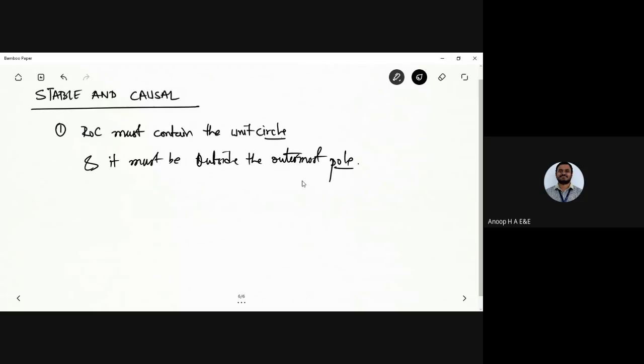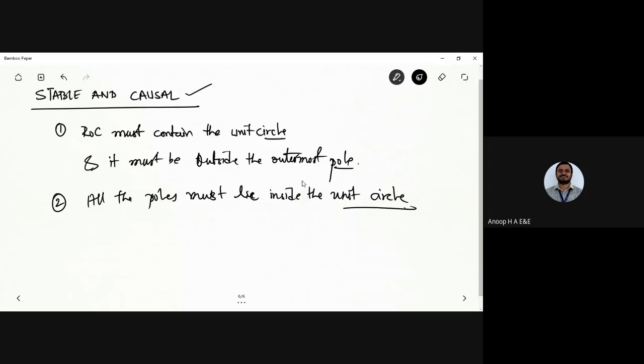Alternatively, for a system to be stable and causal, all the poles must lie inside the unit circle. So when the system is stable and causal, the ROC must contain the unit circle, and it must be outside the outermost pole.